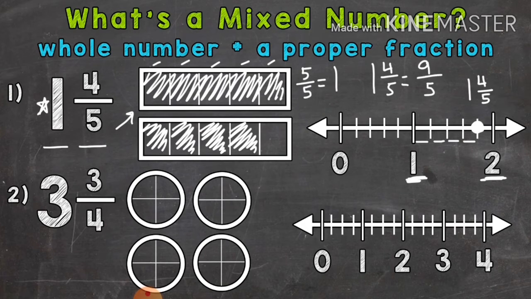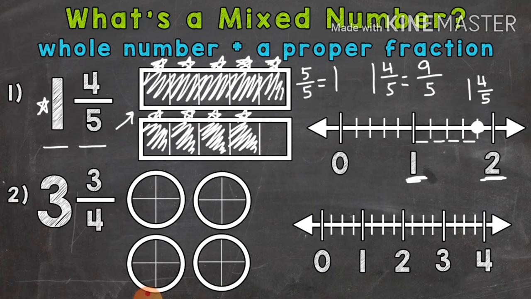So we could take a look at our model and we have 1, 2, 3, 4, 5, 6, 7, 8, 9/5 filled in. So we can see that 1 and 4/5 is equivalent to 9/5. Now there's another way to convert between mixed numbers and improper fractions, but that's a topic for another video. I'll drop other links to improper fractions and other fraction topics down in the description. So let's move on to number 2, where we have 3 and 3/4.